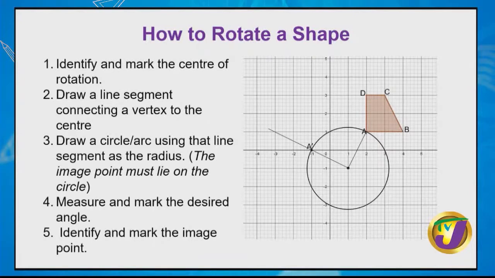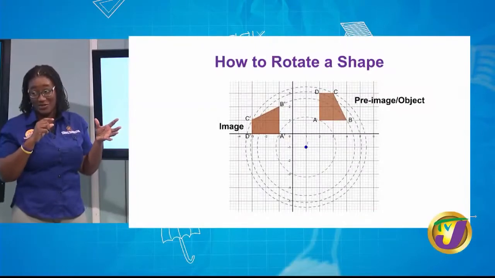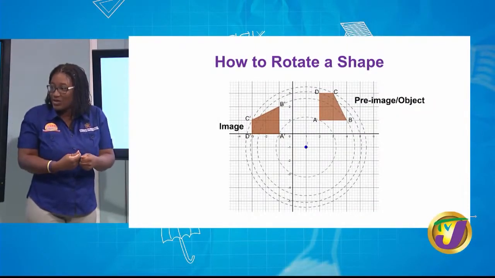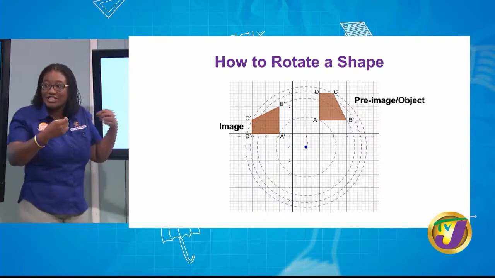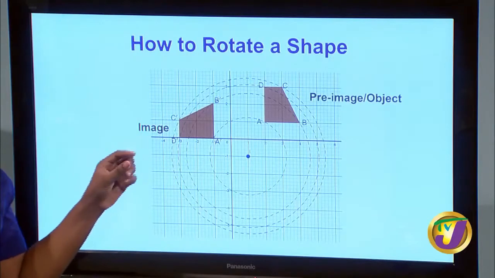All right, so we have here, and I wanted to point out, earlier we just rotated the point A, but we were asked to rotate the entire trapezium, and so we would have to repeat those steps that we just spoke about for each vertex to see where our image point will now lie.